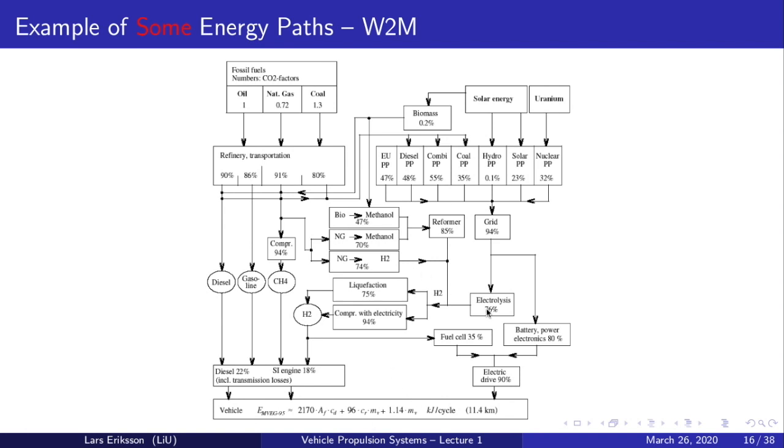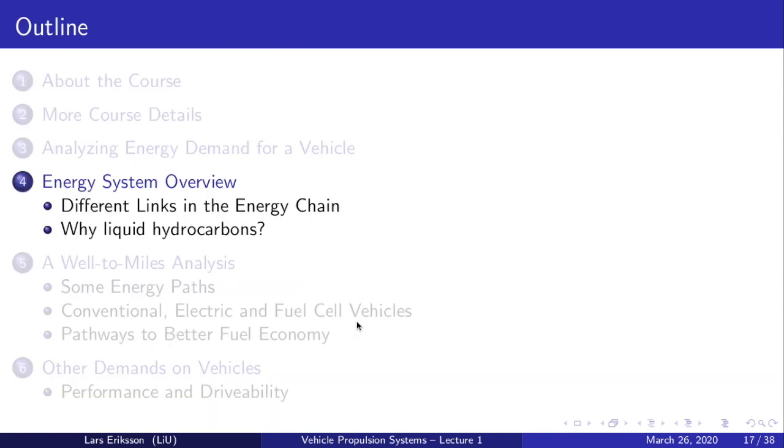So this is an overview that can be used in back of the envelope calculations to analyze how much energy a certain powertrain solution gives rise to. We'll look a little bit more at the different links in the energy chain, and then we will come to the question and use two of my favorite examples to explain why we have ended up with liquid hydrocarbons and what is making it so difficult to exchange the liquid hydrocarbons for something else.